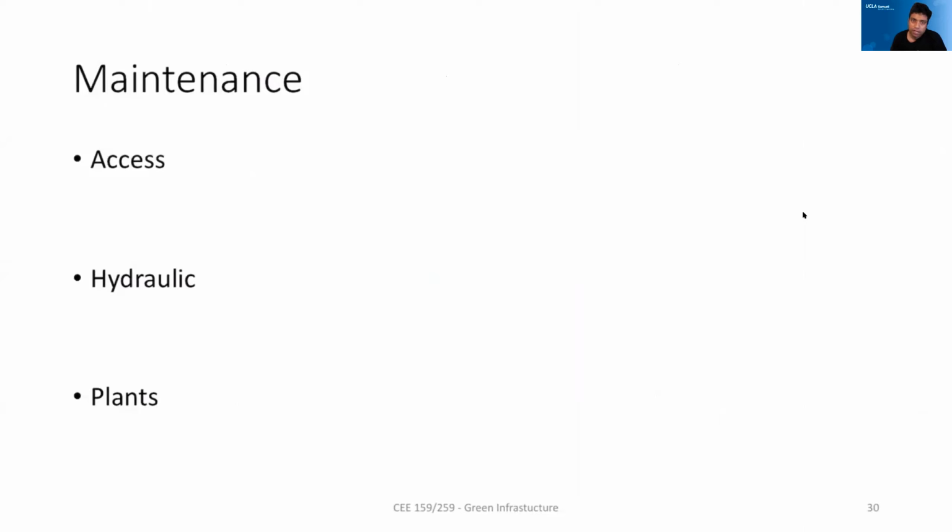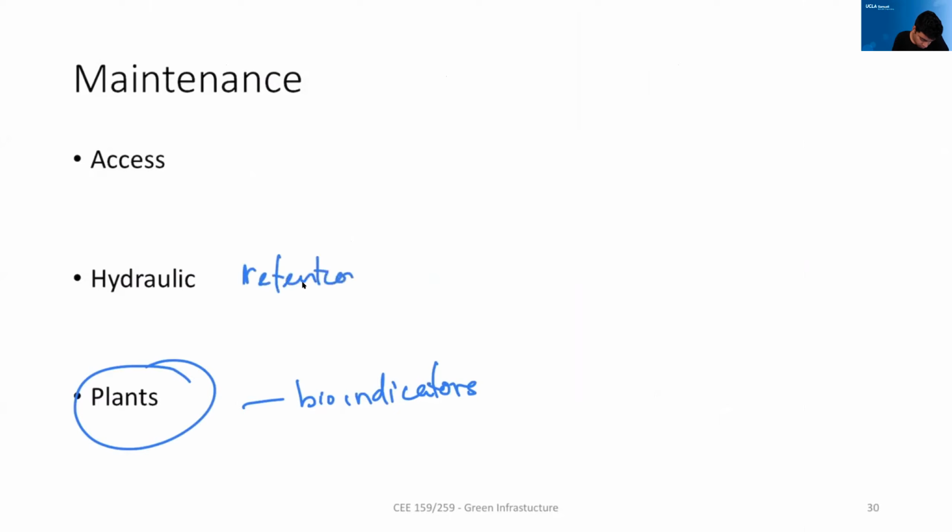Maintenance, again, the one thing that you always have to look for is the plants. These are the bio indicators. If the plants are dying or not surviving, then your wetland is not functioning well. Hydraulic retention time is something you check every few years, because usually if sediments are deposited, water will divert into different sites. So that's one thing you have to check. Access is not really a problem. You just have to make sure that you can reach every place.